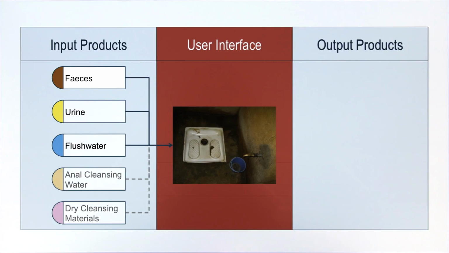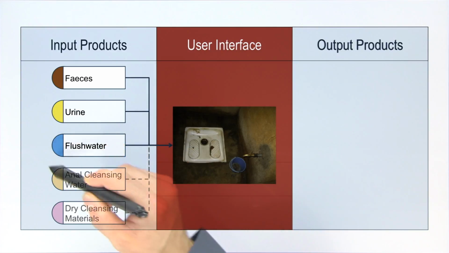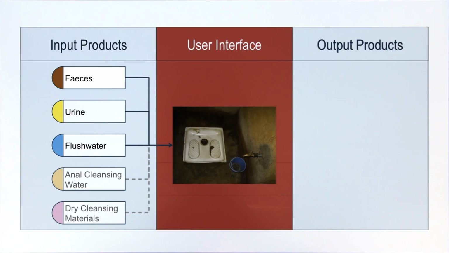In addition to the input products that we already had for the dry toilet options, the pour flush toilet depends on a source of flush water to function. The product that comes out of the user interface is the mix of excreta, flush water, and possibly anal cleansing water or dry cleansing materials, called black water.